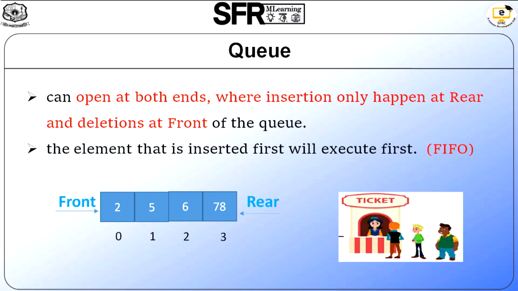So that's why in queue the data can be inserted or deleted from two ends. That is, insertion only happens at the back side, that is rear side, and deletion will happen only at the front side of the data structure. Okay, so here the first one coming into the queue will first get served. So that is first in, first out.